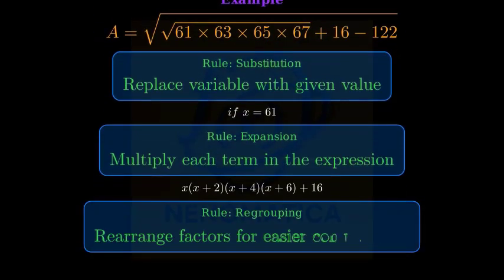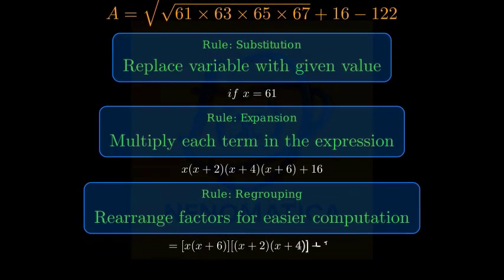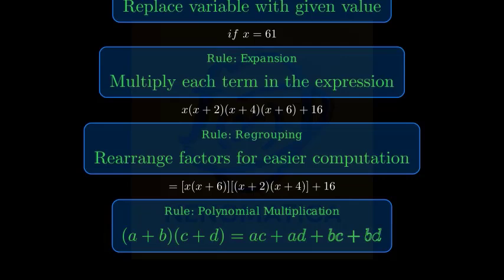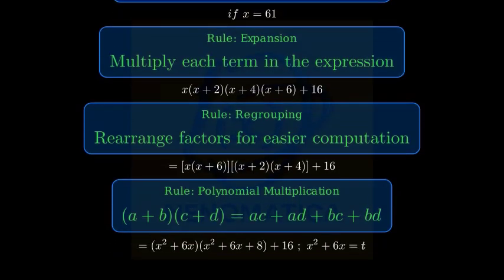Next, we'll regroup the terms to make the expansion easier to handle. We can write this as the quantity x times the quantity x plus 6 times the quantity x plus 2 times the quantity x plus 4 plus 16. Now, we expand each subexpression. X times the quantity x plus 6 equals x squared plus 6x. And the quantity x plus 2 times the quantity x plus 4 equals x squared plus 6x plus 8.